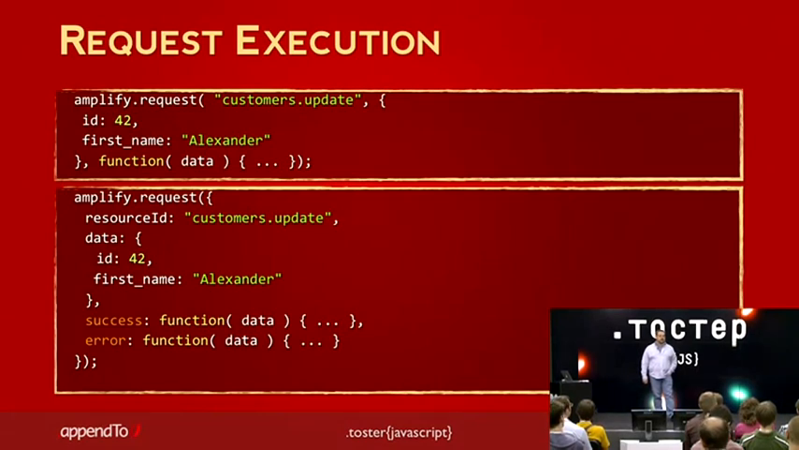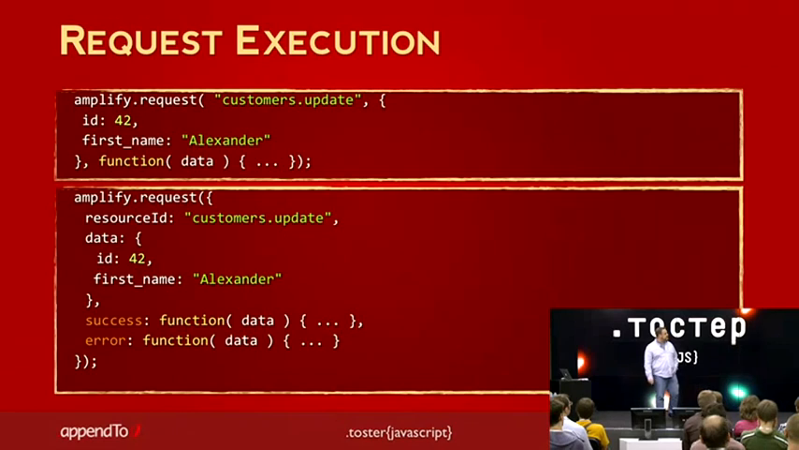So in the first example there, we're going to update our customer, and we're going to send in the ID of what the customer is, 42, and we're going to send in what the first name of the customer is, Alexander. And we're going to have some success callback function that's going to run after we get data back.